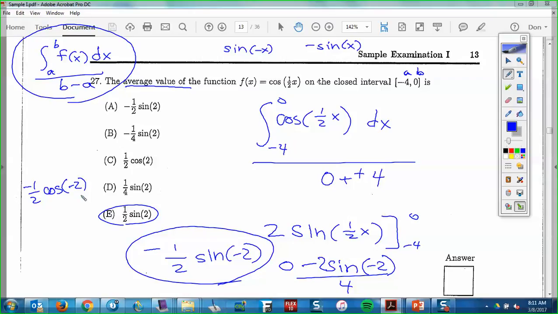If this would have been negative 1/2 cosine negative 2, what kind of function is cosine? Even function. So cosine negative 2 is exactly the same as cosine 2. So remember, in the multiple choice section, this is where they really make sure you know all those pre-calc rules. Even odd functions, your logs, your exponentials, your trig values, all that pre-calculus stuff. And that's one right there, even odd functions. Okay?